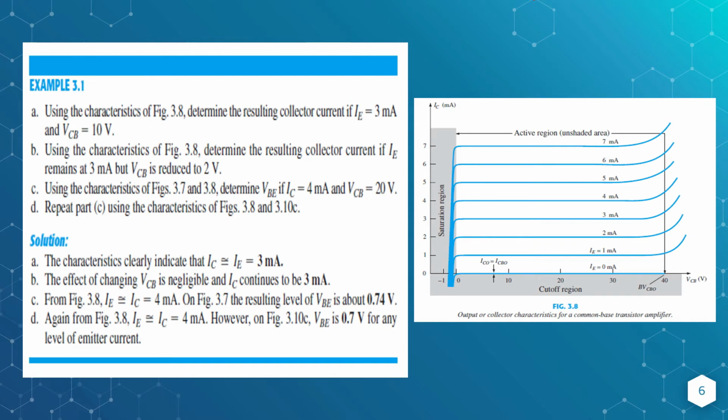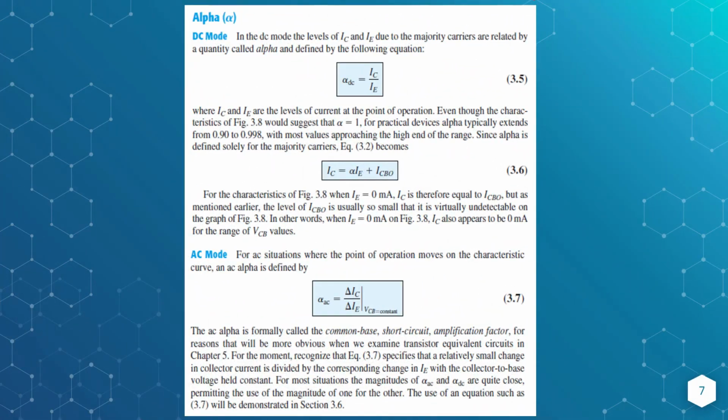For letter C, we know from Figure 3.8 that IE is approximately equal to IC. Therefore, IC is equal to 4 mA. On Figure 3.7, the resulting level of VBE is about 0.74 volts. Again, for letter D, IE is approximately equal to IC, which is equal to 4 mA. However, in Figure 3.10c that we saw in the previous slide, VBE is 0.7 volts for any level of emitter current.